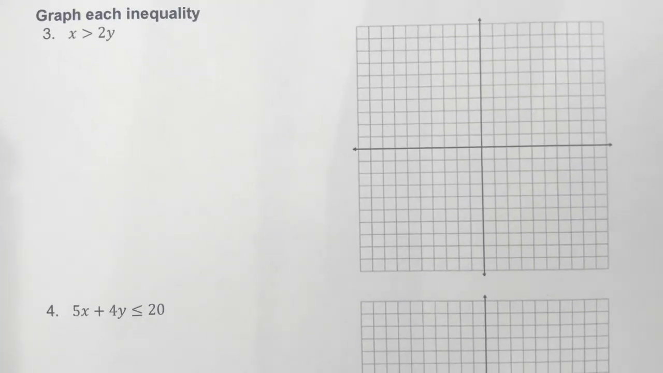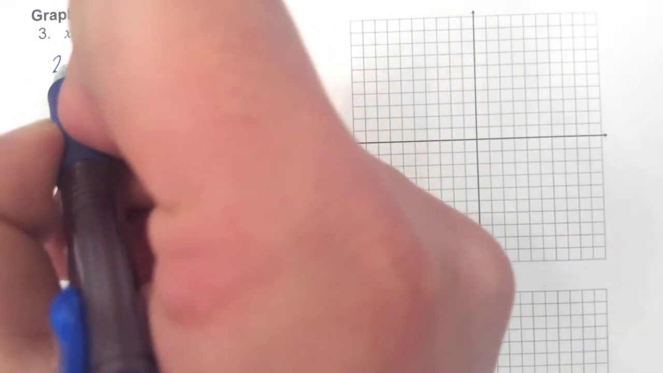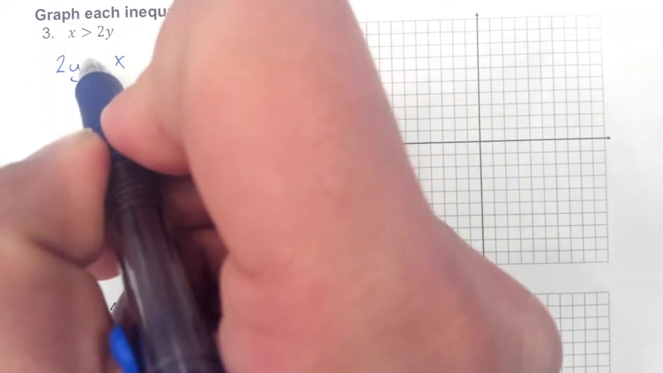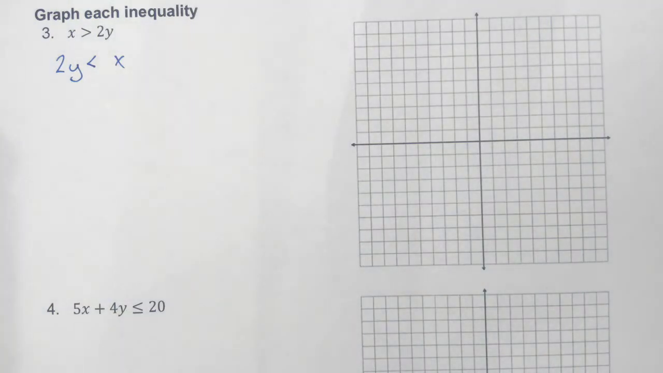Okay, first thing I notice is the y is not on the left side of the equation, so the first thing that I would do on this problem is I would rewrite it as 2y on the left, x on the right. Now the pointy part needs to still face the 2y, so it's going to be flipped around also.